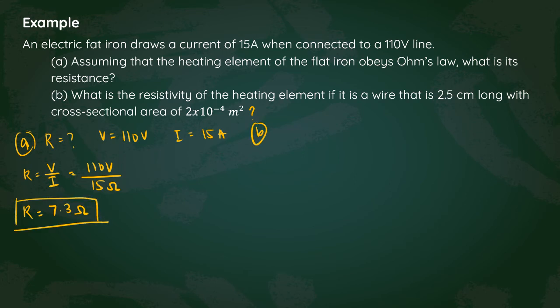For question B, we are asked for the resistivity of the heating element. The length of the wire is 2.5 centimeters. If expressed in meters, then that's 0.025 meters. And then we are also given the cross-sectional area, which is 2 times 10 raised to negative 4 meters squared.